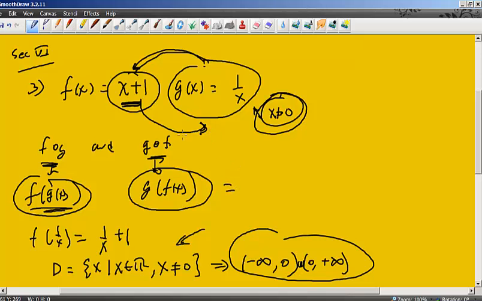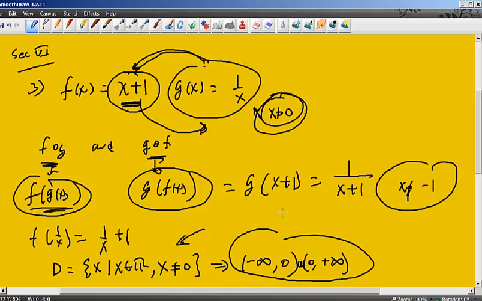But when you put this in here, you have g of x plus 1. That means we're going to put x plus 1 in g, so that's going to be 1 over x plus 1. Now this one has a new domain restriction that comes up. That means x cannot equal negative 1.